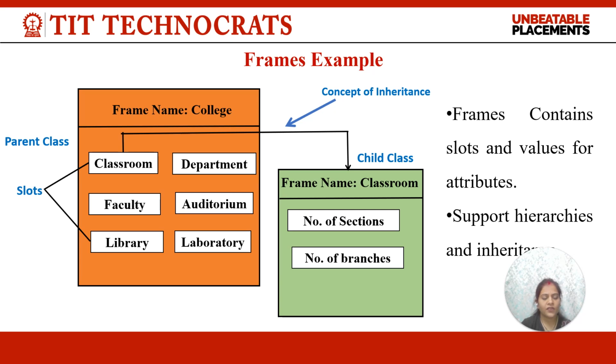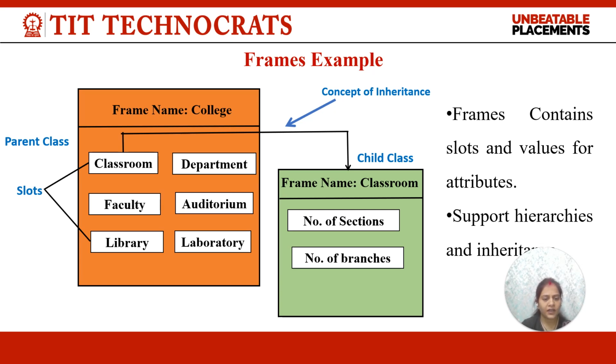You can think of a frame like an object in object-oriented programming, where each frame stores details about something, such as its properties and relationships. Frames also support inheritance, which means that child frames inherit properties from parent frames. From the example, it will be clear.